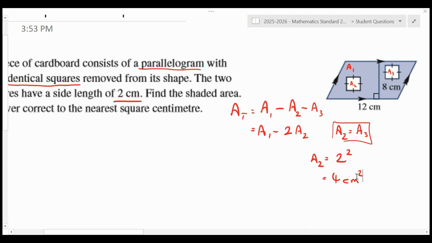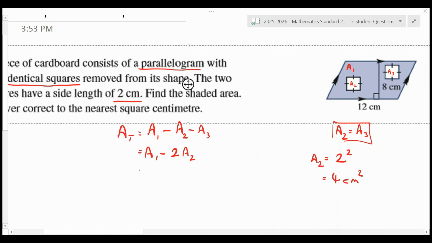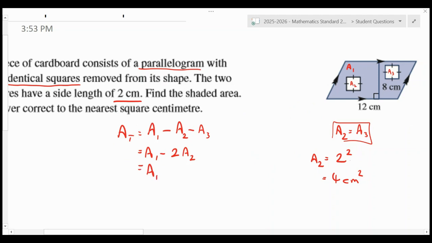Which means I'm going to have area 1 minus 2 times 4 centimetres squared, which means area 1 minus 8 centimetres squared. Now we get on to area 1. Now, area 1 is a parallelogram.